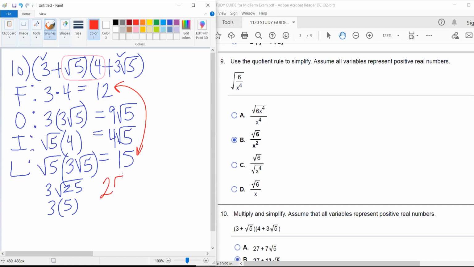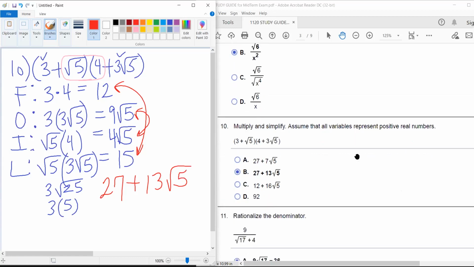12 plus 15 is 27. And we can combine the square root of 5s together as well. So 9 plus 4, that would give us positive 13 on the square root of 5. And that is choice B.